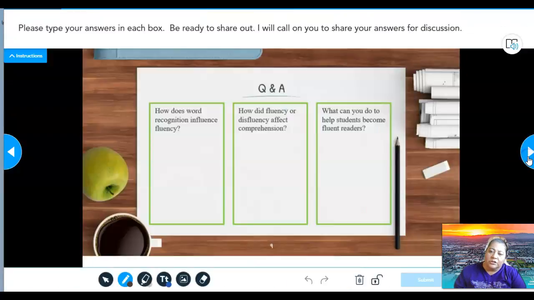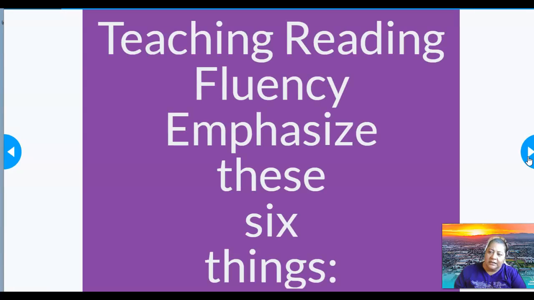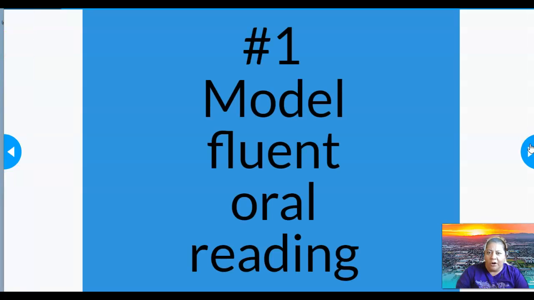So what we want to do to help with fluency is, there are 6 strategies, sorry, 6 things we want to emphasize. So here we go. Number 1, model oral reading. We need to model the right way that we want our students to read, with the right tone, the right speed, and the right inflection, stopping at each period and punctuation mark, so with the right expression.